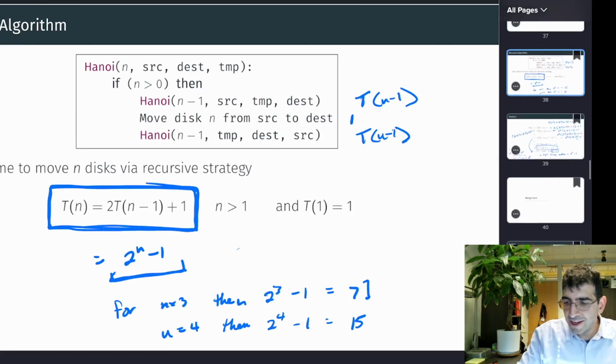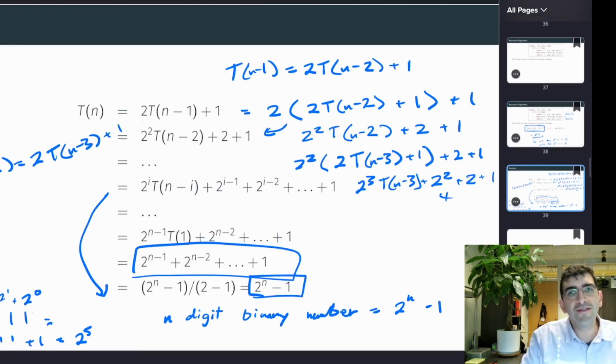Okay, so that is the hello world of recursion. And so next we'll discuss some other recursive algorithms.